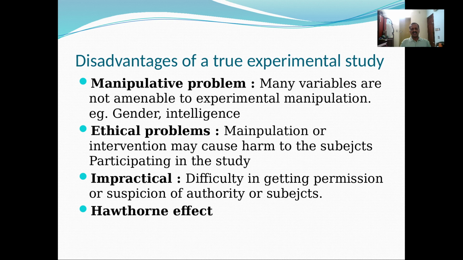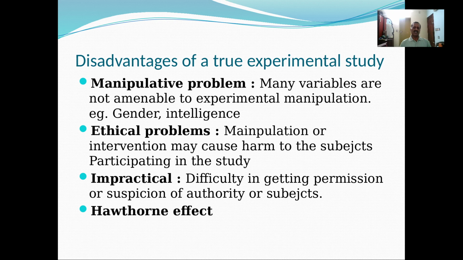So in order to prevent this, what we can do is blind studies. That is how we can overcome this Hawthorne effect, by doing blind studies. Now what is blinding? We will not give the information that they are the subjects in a study. That is blinding. There are three types of blinding: single blind studies, double blind studies, and triple blind studies. What is the difference between these?